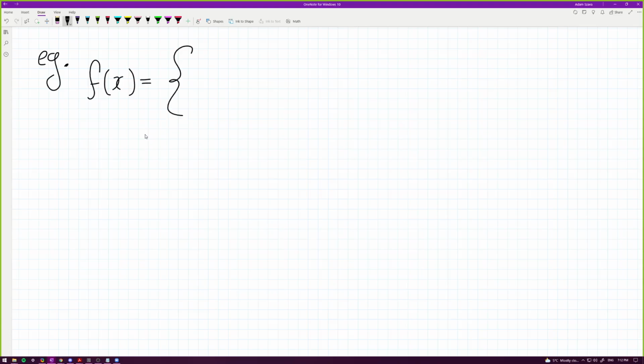f of x equals a piecewise function, 1 and 0. It's not a complicated piecewise function, but it's defined from 0 to 1/2, and then from 1/2 to 1, including 1/2. I don't know why it's including that. So of course the prompt is just find the Fourier series.